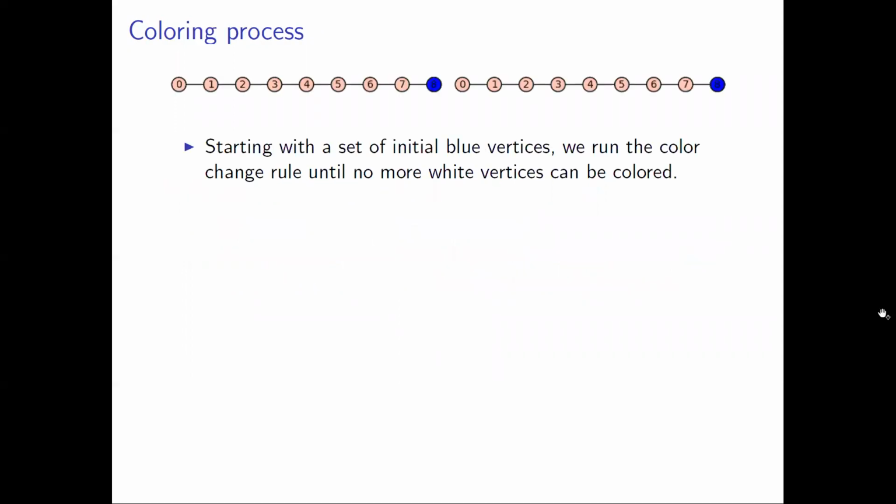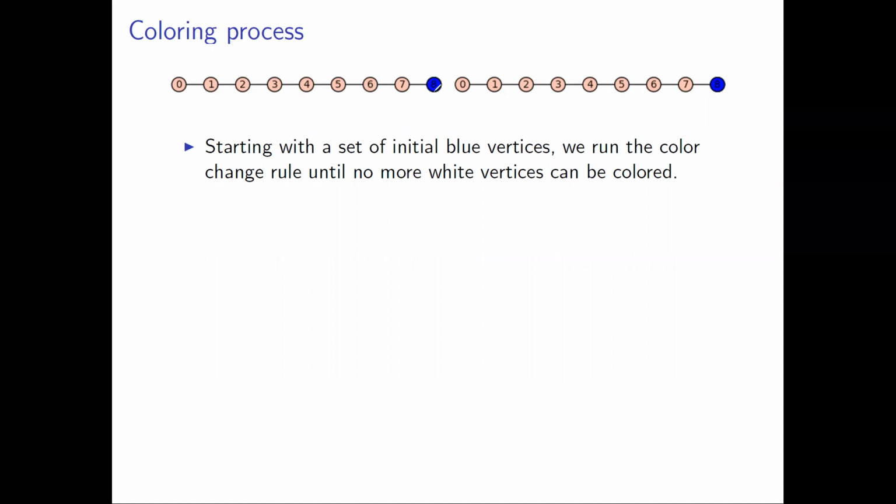For example, consider the graph at the top of the slide, which consists of two disjoint paths. We can start with a set of initial blue vertices. In this case, I've chosen a single endpoint from each path. And then we can iterate the color change rule until no more white vertices can be colored.